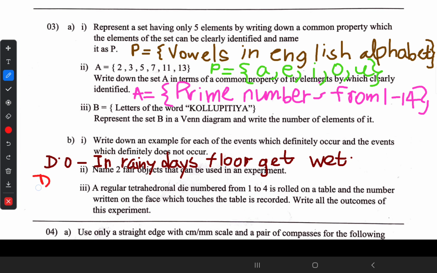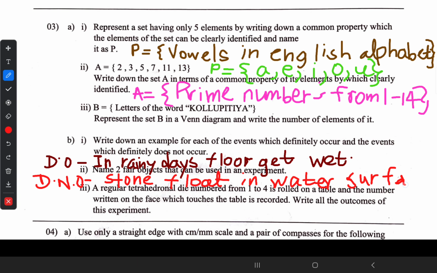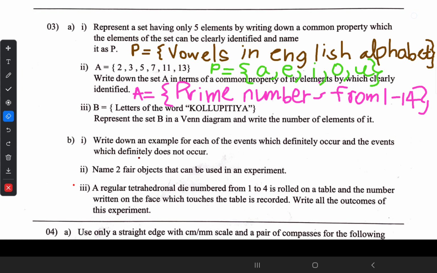Definitely does not occur. Okay, definitely not occurring events. We can write an example as a stone floats on the water surface. In water, or water surface, both are the same. These are the examples for definitely occurring and definitely not occurring events.